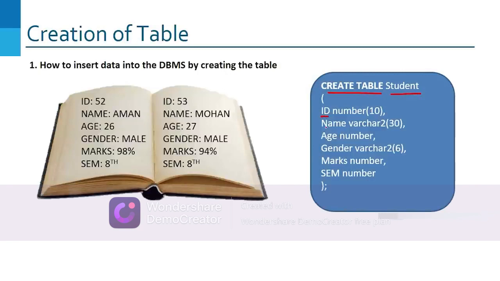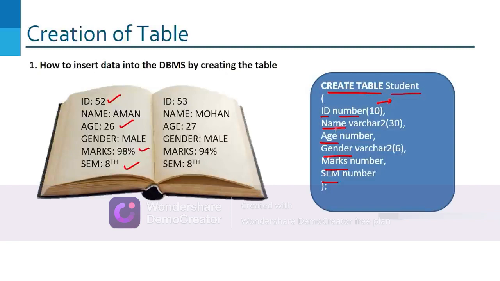Now we have the ID, the name, the age, the gender, marks and SEM. Obviously ID, age, marks and SEM, you know that these are numbers. If you see here 52, 26, 98, 8, these are all numbers, right? So we have here number, right? Now ID, we know that it can be only up to 10 digits. It should not exceed 10 digits, right? If it exceeds 10 digits, my table or my DBMS is not going to accept it. So you have given a particular limited capacity to it, which is 10.